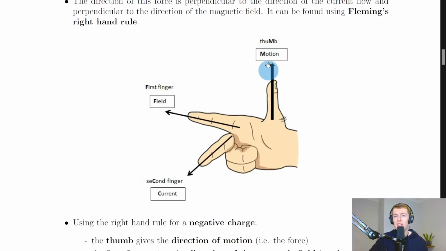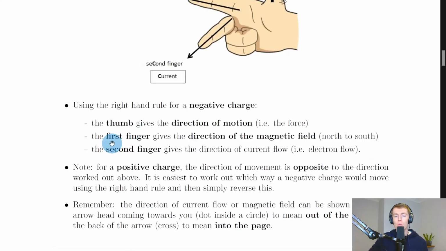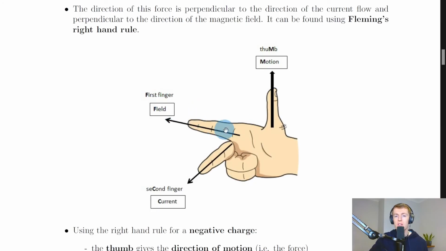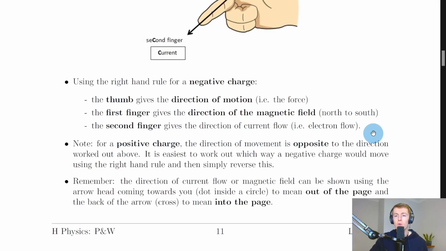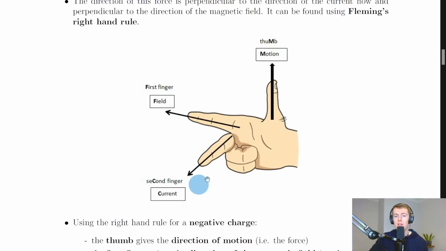So here we can try and remember that thumb represents motion. We also say the first finger gives the direction of the magnetic field, i.e. from north to south. So there's your first finger, your index finger, and you can remember that the first finger represents the field, first finger field, FFF. And lastly we have that the second finger gives the direction of current flow, i.e. the electron flow. So that's your initial direction of the electron that it's moving in to begin with. So you can remember that your middle finger, your second finger, represents the current. The C within the word second could help you remember that that's the current flow.